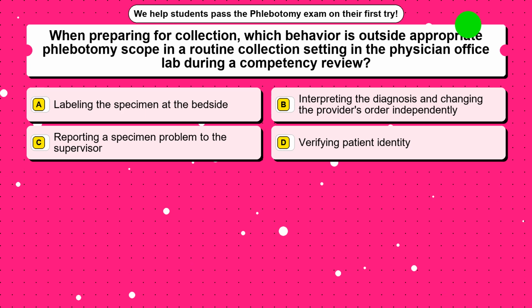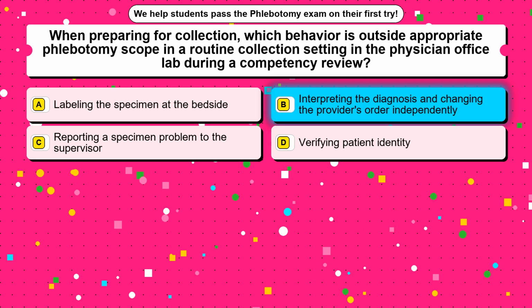Question 95. When preparing for collection, which behavior is outside appropriate phlebotomy scope in a routine collection setting in the physician office lab during a competency review? Option A. Labeling the specimen at the bedside. Option B. Interpreting the diagnosis and changing the provider's order independently. Option C. Reporting a specimen problem to the supervisor. Option D. Verifying patient identity.